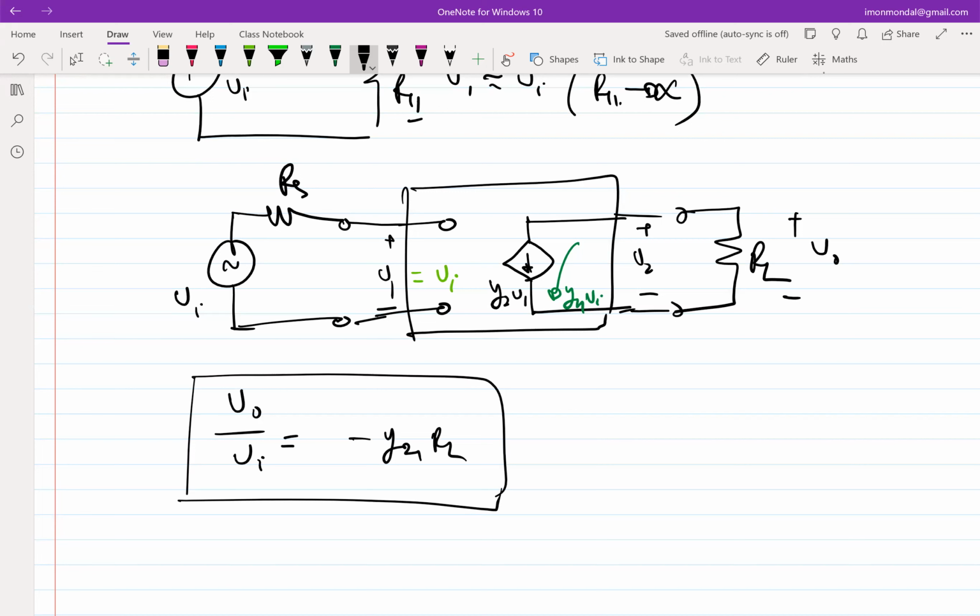What is the power that is getting delivered to the network? What is P? V1 I1. What is I1? 0, which means power delivered is 0, right? Power getting into the network is 0. P in is 0. What is P out?